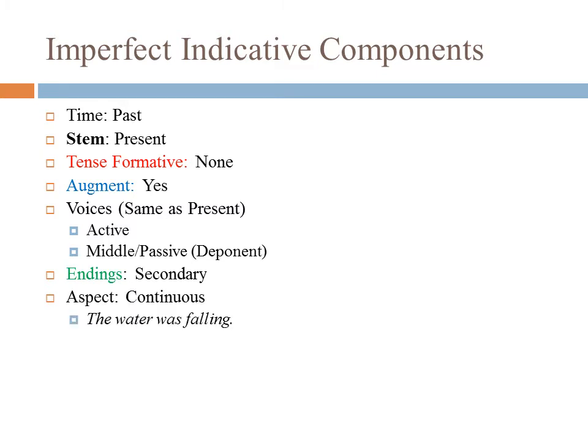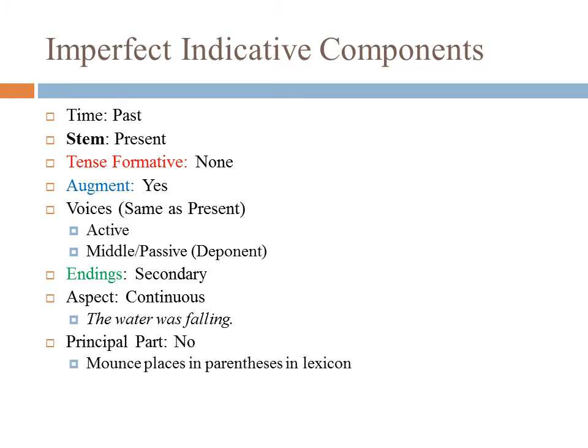The aspect is continuous. The water was falling. It is not a principal part. The reason it's not a principal part is it has the same stem as the present. Now, Mounce places it in your lexicon in parentheses just to be nice, but it is not a principal part.